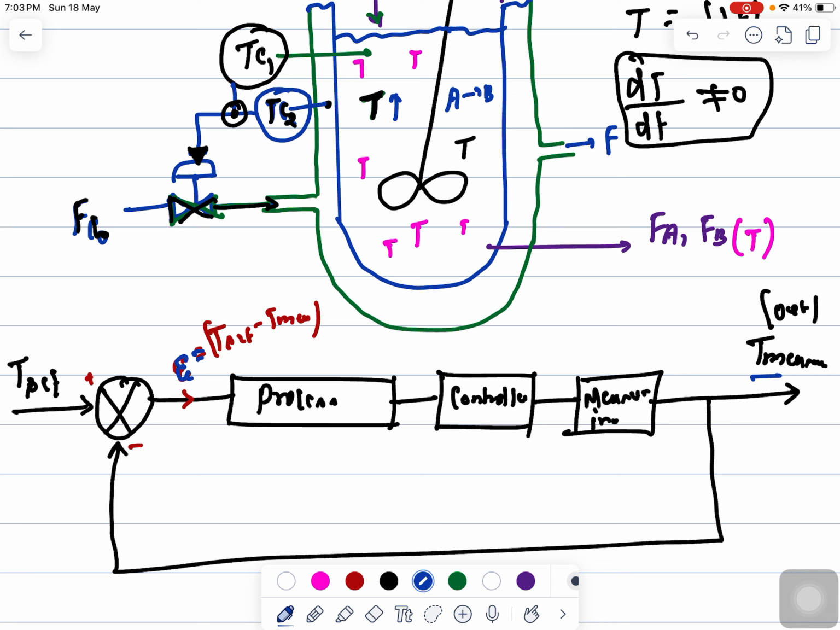So before going to solve all of these things for the loop problem, this system is running in a dynamic mode. So when you do the material balance, or when you do an energy balance, you will have a differential equation, right?